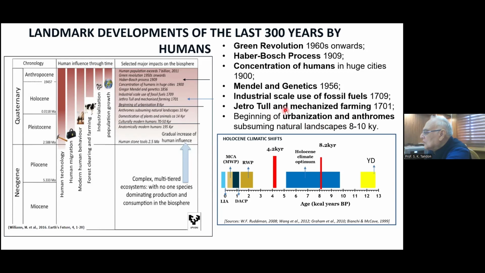Jethro Tull and mechanized farming, 1701, because then there was extensive use of agriculture. Industrial scale use of fossil fuels, 1709. Mendel and genetics, 1956. Concentration of humans in huge cities, post-1900. Haber-Bosch process, nitrogen fixation, 1909. Then the Green Revolution, 1960s, and perhaps much more in the later decades.